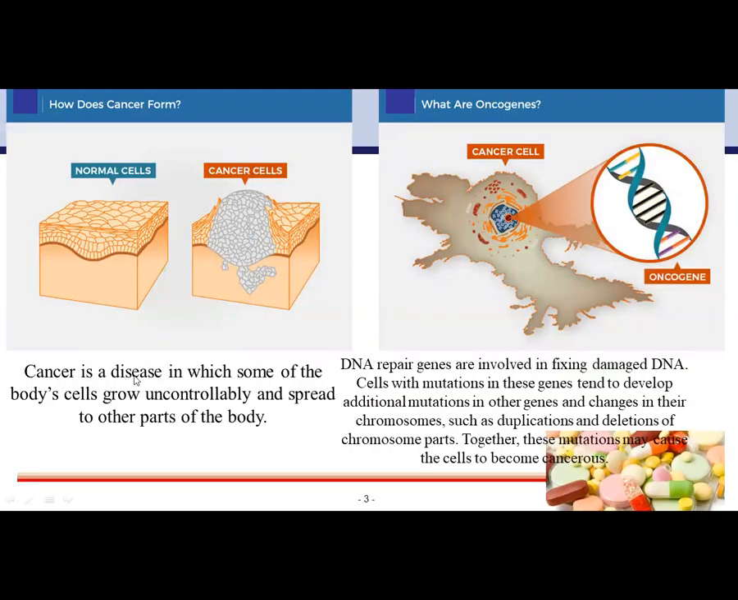Cancer is a disease in which some of the body's cells grow uncontrollably and spread to other parts of the body. DNA repair genes are involved in fixing damaged DNA. Cells with mutations in these genes tend to develop additional mutations in other genes and changes in their chromosomes, such as duplications and deletions of chromosome parts. These mutations may cause the cell to become cancerous.